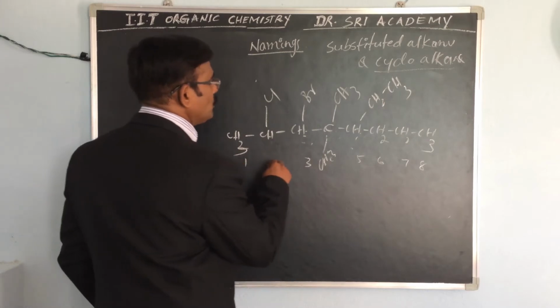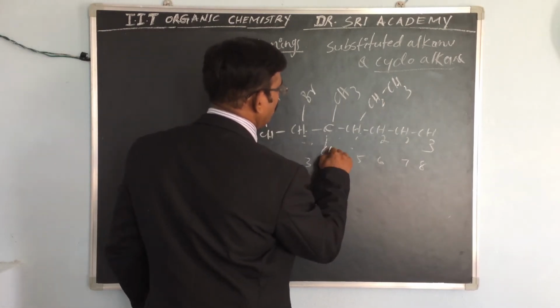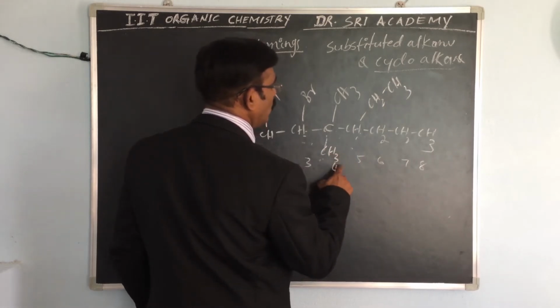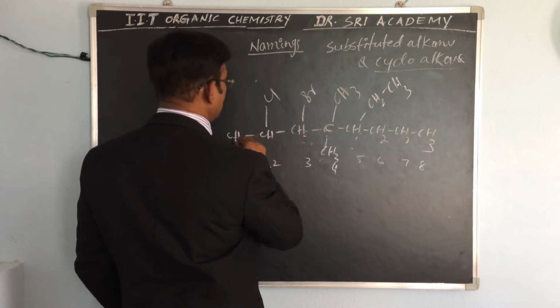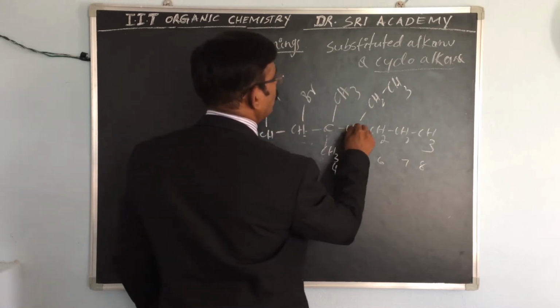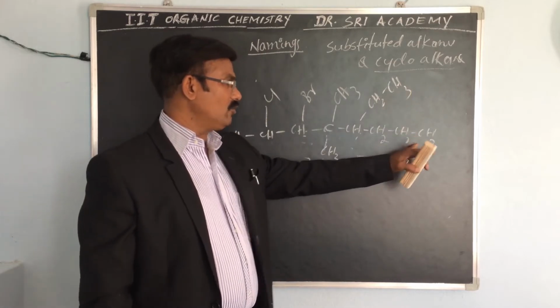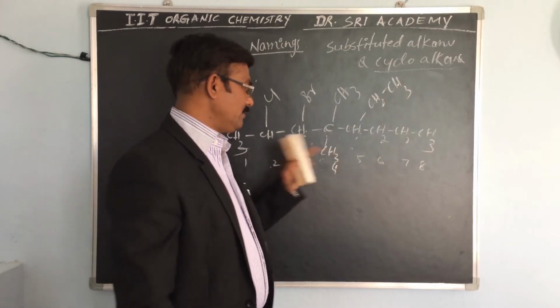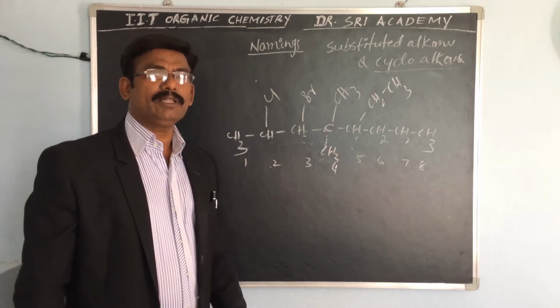For example, 1, 2, 3, 4, and this is the methyl group here. And from the fourth, 4, 5, 6, 7 is the longest chain. Now this one, 1, 2, 3, 4, 5, 6, 7, is not the longest chain. So we have to select this chain, so octane.